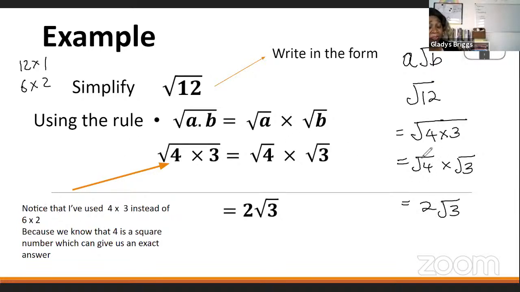4 is a square number, and I know that if it's a square number, then I can write the square root of 4 as a whole number. So then I can write it as 2 root 3. Now it's done. So that's my example. Make sure that you write it down, and we can have a look at some ourselves.